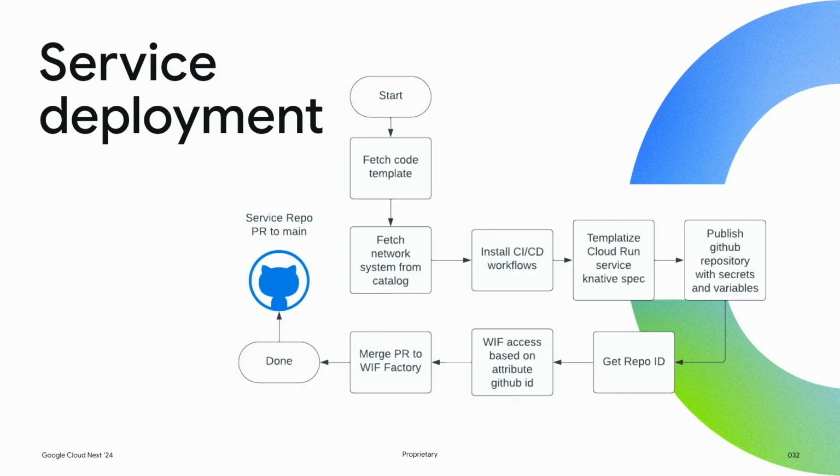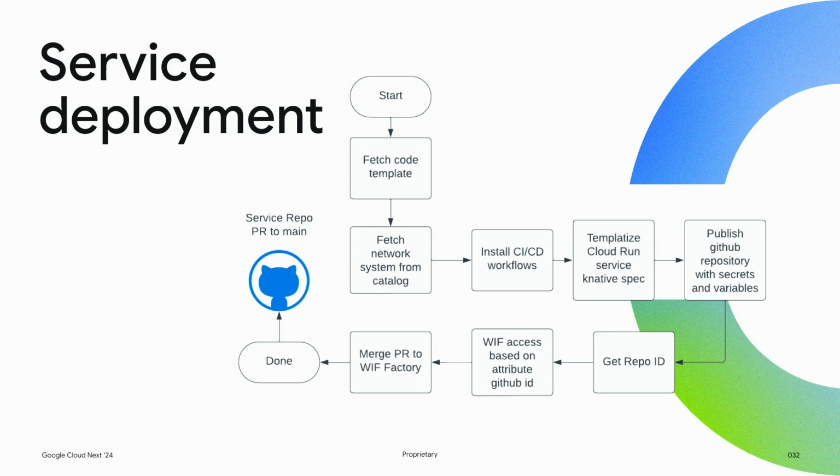At a high level, there's another template. This is the high level flow of that process. HCA provides out of the box hello world code for 3 languages. We also, on behalf of the customer, will fetch the network system information from the catalog, install the CI/CD workflows, and templatize the Cloud Run service Knative spec. We decided to use Knative because it also mimics a deployment spec that you would use in Kubernetes, which means there's a seamless transition between Kubernetes, and GKE specifically, and Cloud Run.